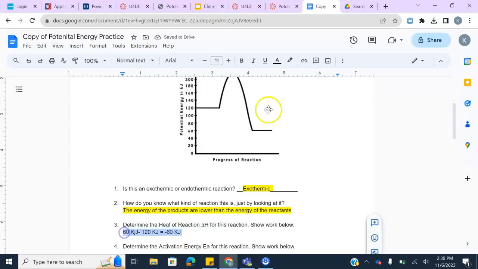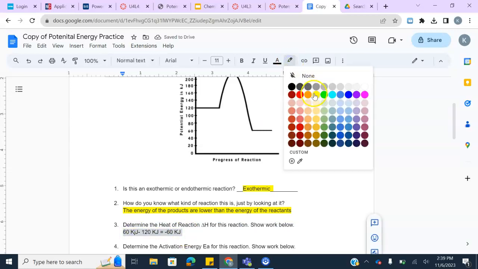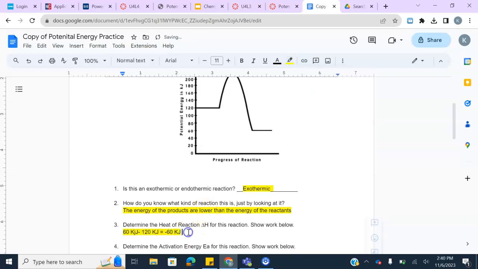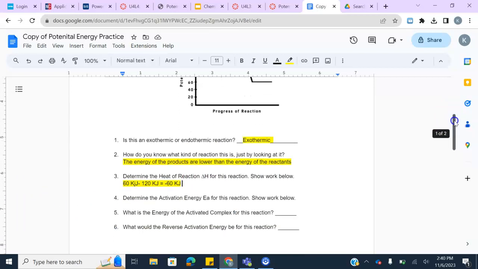Because remember from your notes, an exothermic reaction will have an overall delta H that is negative, right? So if the delta H of a chemical reaction is negative, that means it's an exothermic reaction. So that does make sense, and that lines up with what we said in number 1.